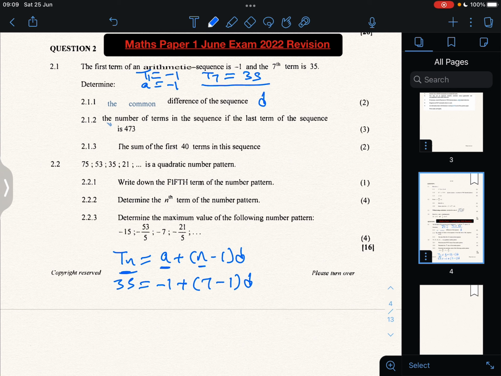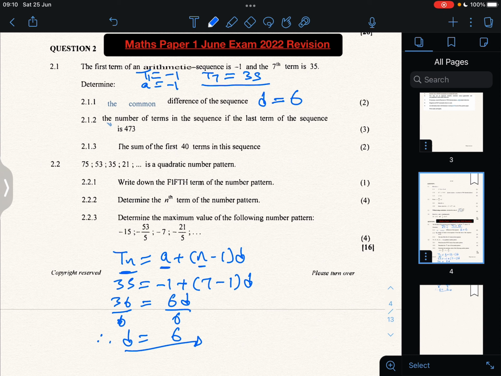So all you have to do here is simplify. If I bring this -1 to the left hand side, it is 35 plus 1, giving us 36. On the right hand side, we remain with 6D, dividing both sides by 6. 36 divided by 6 is 6, so D is 6. The answer to 2.1.1 is 6.